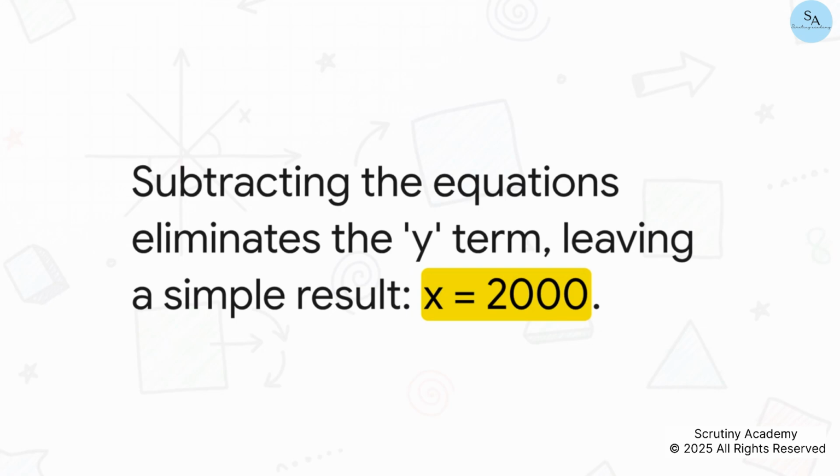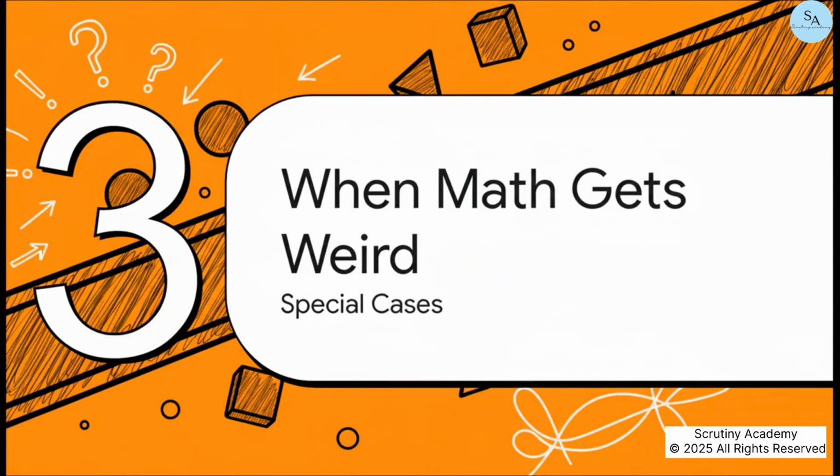Now we are ready for the main event. And for the big finish, we subtract that top equation from the bottom one. 28x minus 27x is just x, and -12y minus another -12y, that's 0. The y variable is totally gone. We're left with a super simple equation, x equals 2,000. How cool is that?